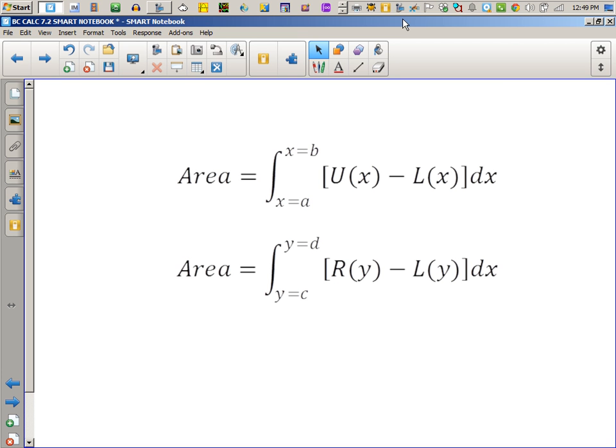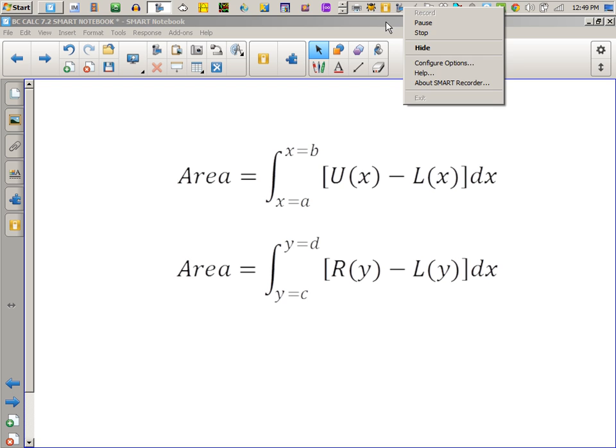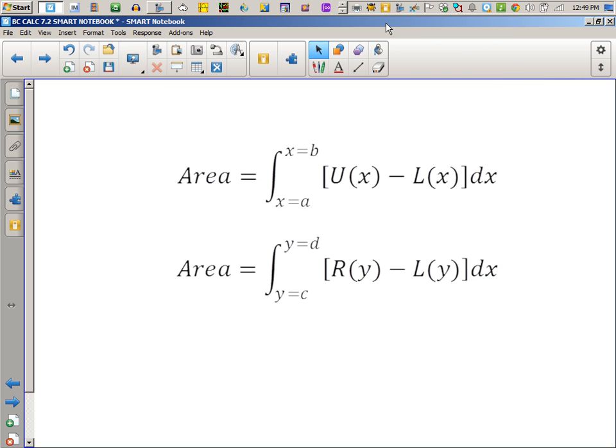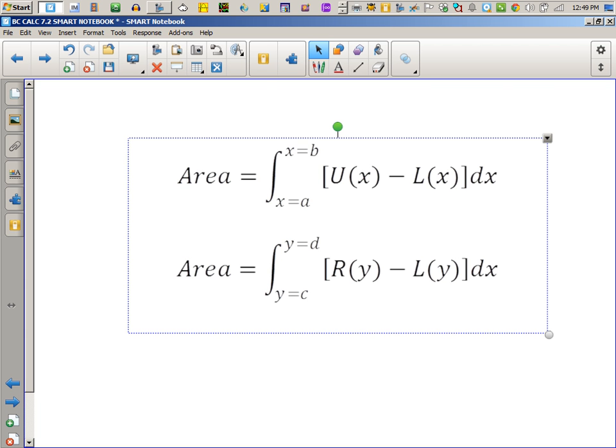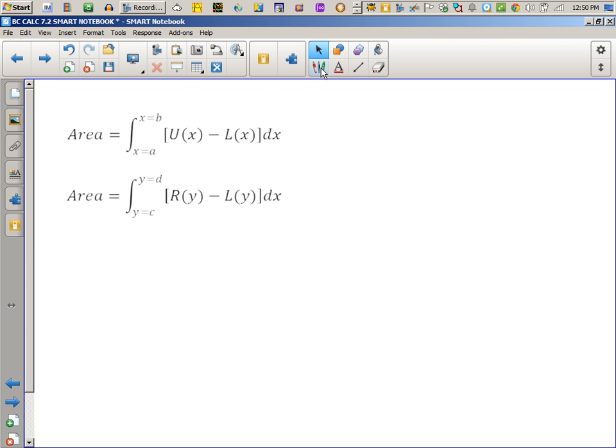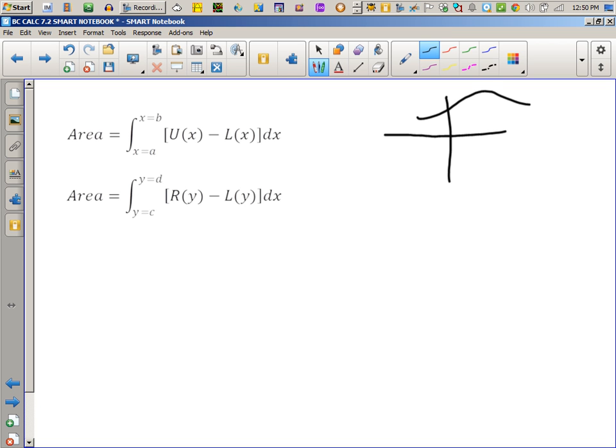Okay, I want to remind you real quick what this means. On the first formula, what it's actually saying is you have a graph, right? And there are two functions graphed on the same graph, and you're trying to find the area between the two functions, like so, between two values of x, say a and b.